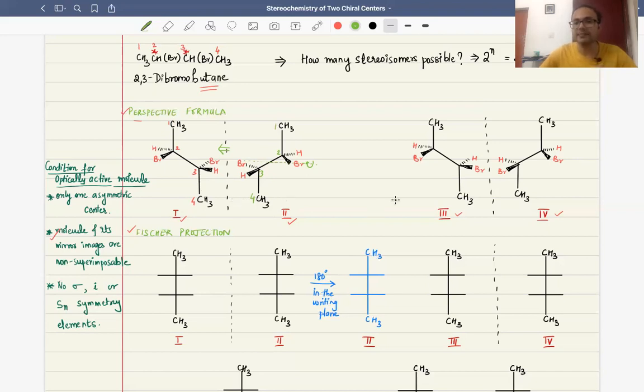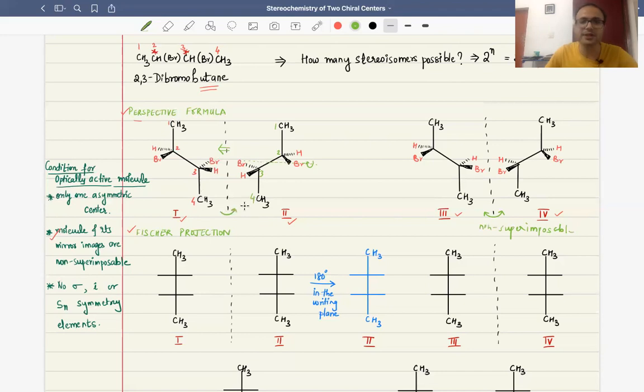And let us look at this particular molecule. When we look at this particular molecule and we do a similar kind of operation here and try to bring this molecule closer to this, then we find that these two are non-superimposable. So these two figures that you see here are actually non-superimposable.